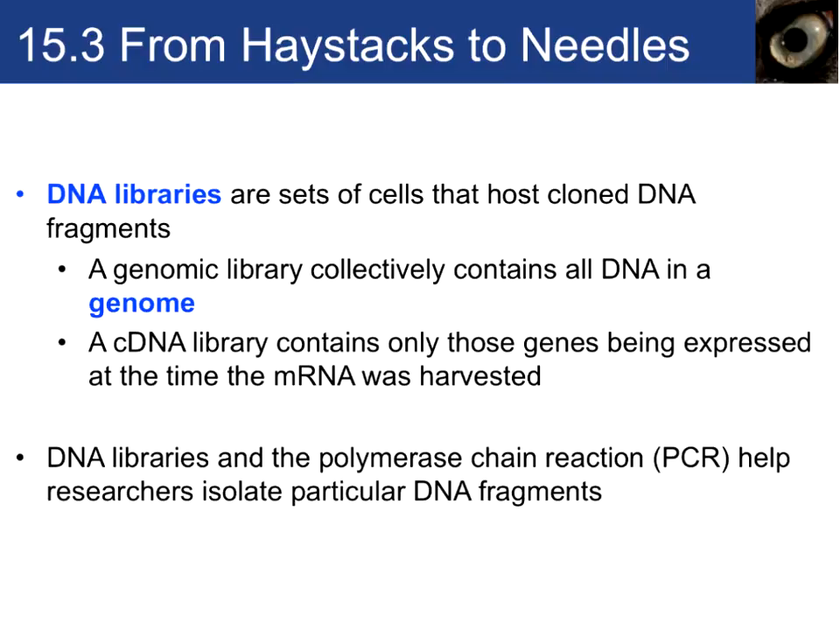So in order to do this, researchers randomly chop up genomic DNA or reverse transcribe all the messenger RNA in the cell and then clone all the fragments into a set of bacteria to create a DNA library. A genomic library collectively contains all the DNA in the genome, whereas the cDNA library contains only those genes being expressed at the time that the messenger RNA was harvested. DNA libraries, in a process that we'll get to in a second, allow researchers to sort through the huge amount of DNA in a genome or RNA from messenger RNA transcripts and isolate the particular DNA segment or gene they're trying to study.